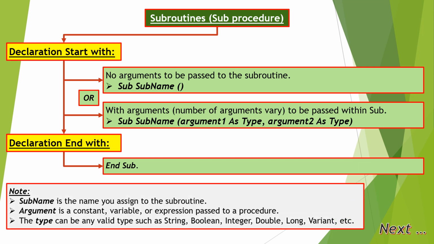Note, subname is the name you assign to the subroutine. An argument is a constant, variable, or expression passed to a procedure. The type can be any valid type such as String, Boolean, Integer, Double, Long, Variant, etc.